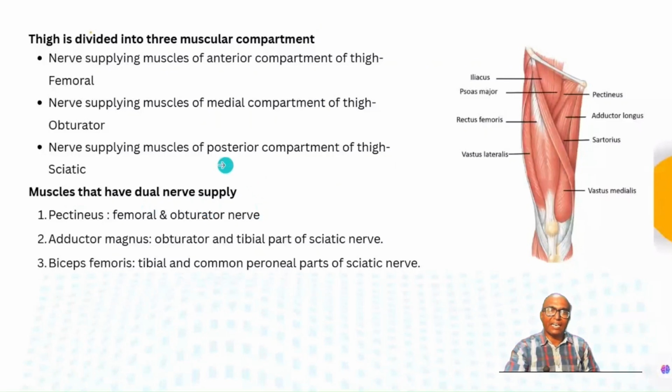Muscles that have dual nerve supply. You have got a pectineus, which has got a supply from the femoral and obturator nerve. You have got a adductor magnus, which has got a supply from the obturator and the tibial part of sciatic nerve. You have got a biceps femoris. It has got a supply from the tibial and common peroneal parts of the sciatic nerve.